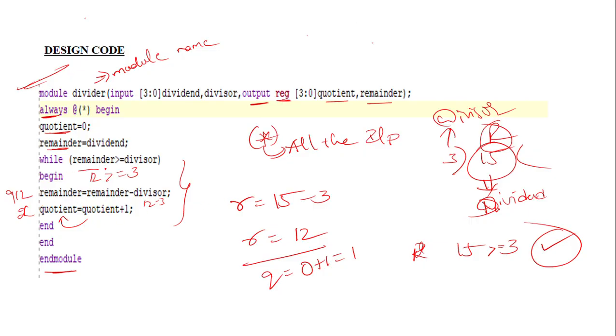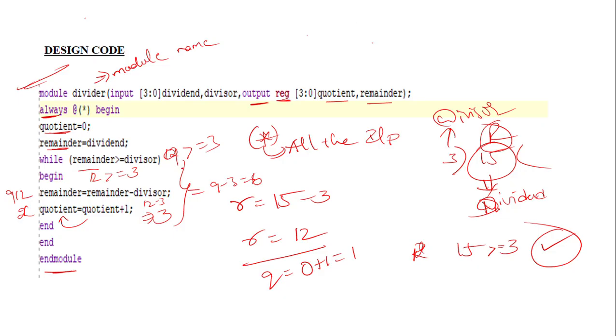And again going to the while loop, what is our value? Again, our remainder is 9. Is 9 greater than or equal to 3? Again correct. So next, remainder equals remainder minus divisor. So 9 minus 3 is nothing but 6. So again the remainder is assigned to be 6 and our coefficient value is going to be 3.